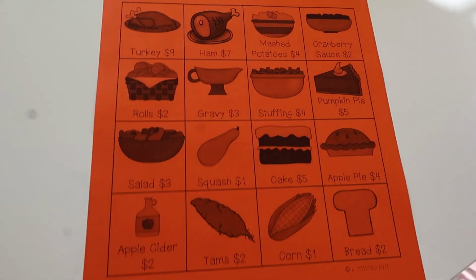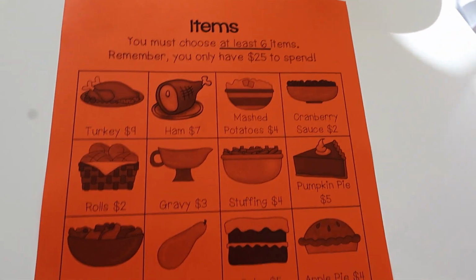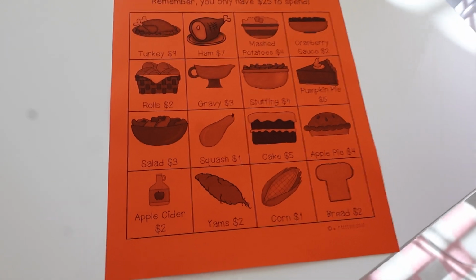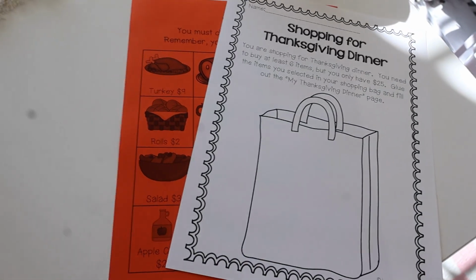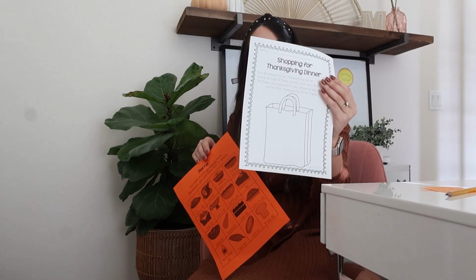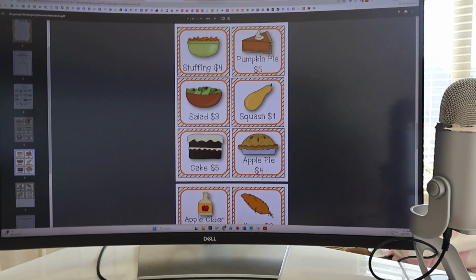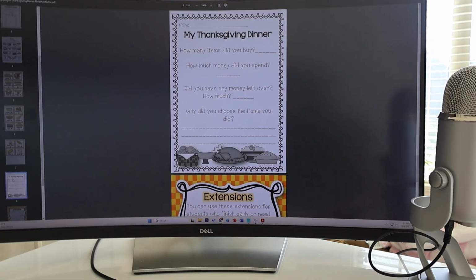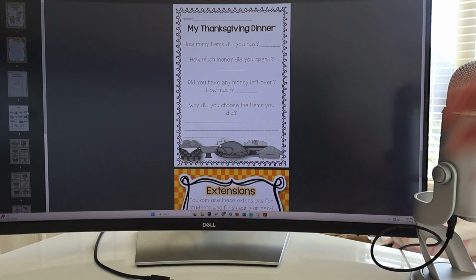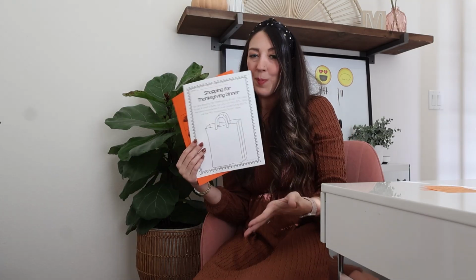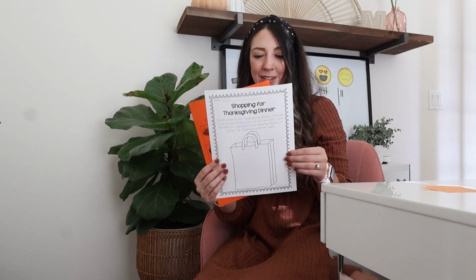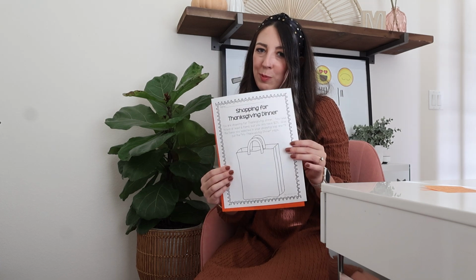Well, first I have them cut them and then add them up to make sure they're $25 or less. And then once they have checked and they're good, they can glue them into the shopping bag. The form even comes with a back page you could print off, so you could print it double-sided, and then you'd have to answer questions like how much money did you spend, how much money did you have left over, what was your favorite item, or something like that. This also happens to be a freebie. I always love a good freebie. It's from Blair Peterson, and I will have it in the description for you.